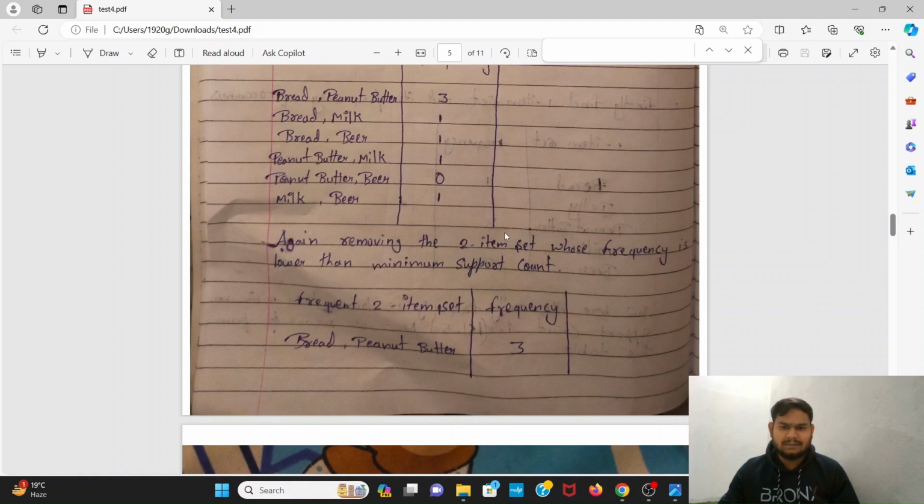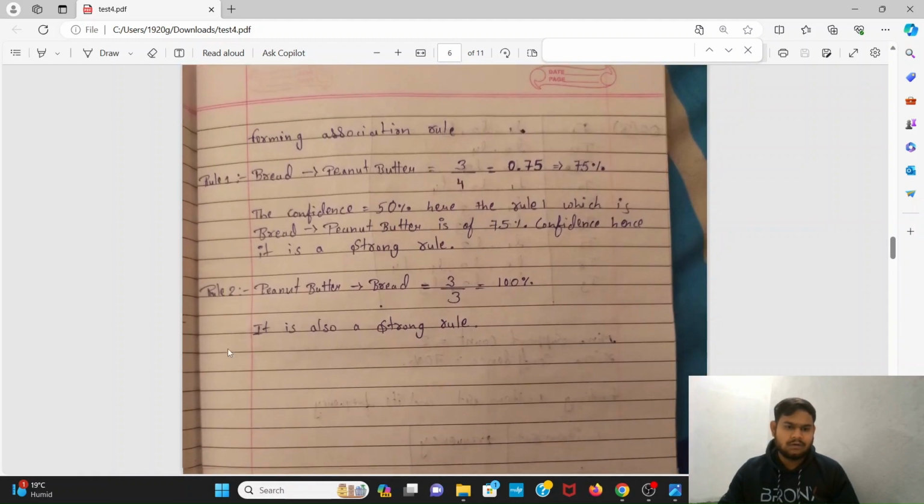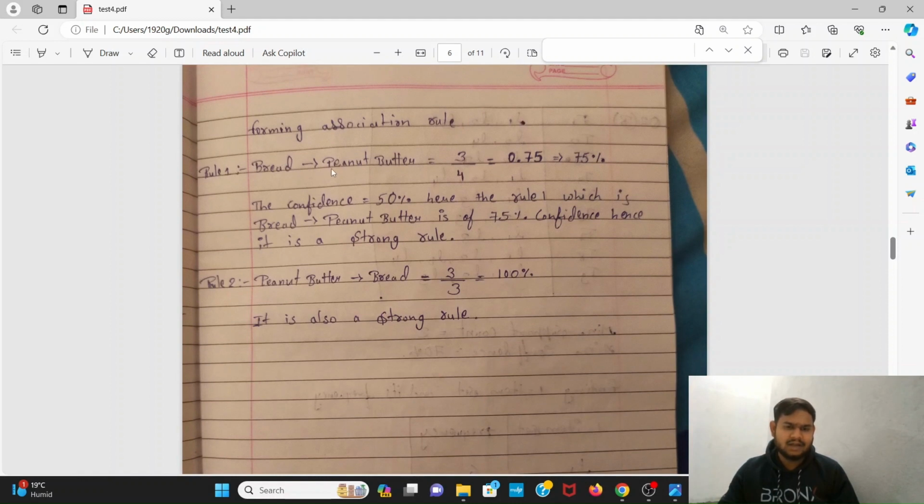Again, removing the two item sets whose frequency is lower than the minimum support count. Frequent two item set are bread, peanut butter, frequency 3, forming association rule. Rule 1, bread to peanut butter equals 3 by 4, which equals 0.75, and in percentage 75%. The confidence equals to 50%. Here, rule 1, which is bread to peanut butter, is of 75% confidence, hence it is a strong rule.